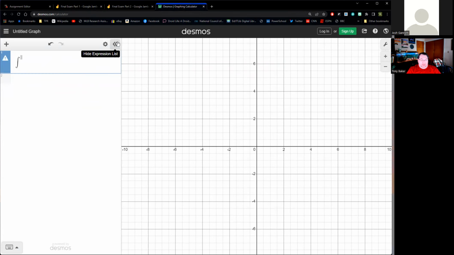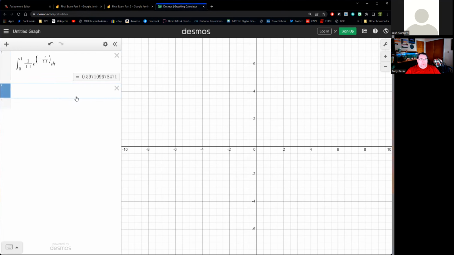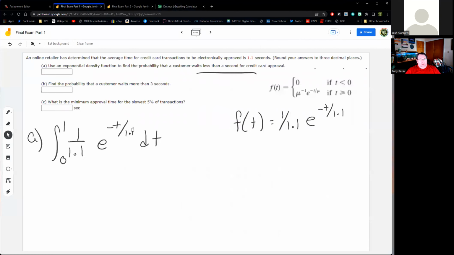So the integral from 0 to 1 of 1 over 1.1 e to the negative t over 1.1 dt. So that's the first one. So that would be for A.